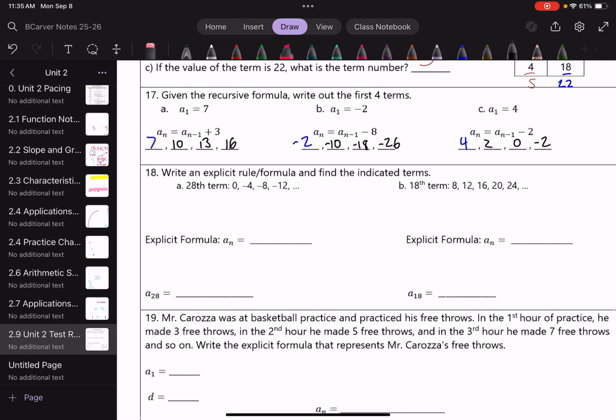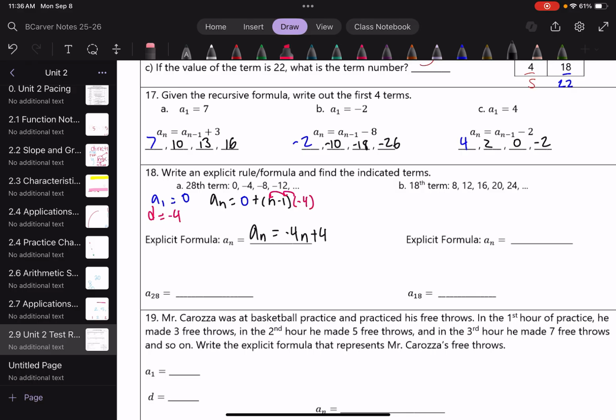For 18, it says write an explicit rule or formula to find the indicated terms. So I want to find the 28th term of the given sequence. I know my initial value is 0, and I have a common difference here of -4. So I'm going to have a sub n is equal to 0 plus n minus 1 times -4. I'm going to distribute the -4. The 0 is not going to add to anything, so I'll have -4n plus 4.